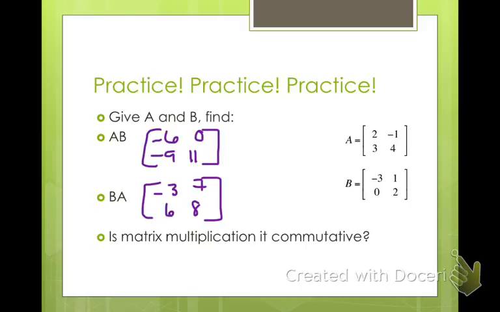Okay, so when you multiplied A times B, you should have gotten -6, 0, -9, 11, and B times A is -3, 7, 6, 8. So these numbers are not the same, so you can tell that multiplication is not commutative with matrices. So you need to make sure you pay attention to which one goes first.